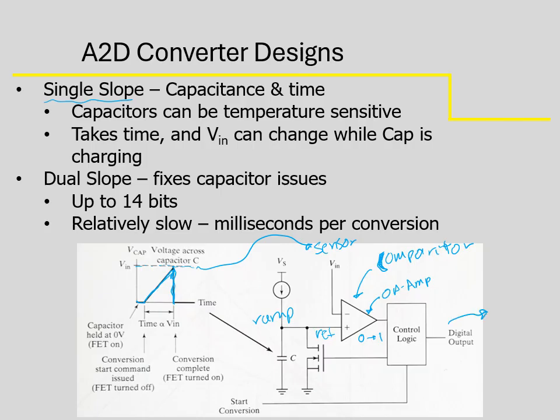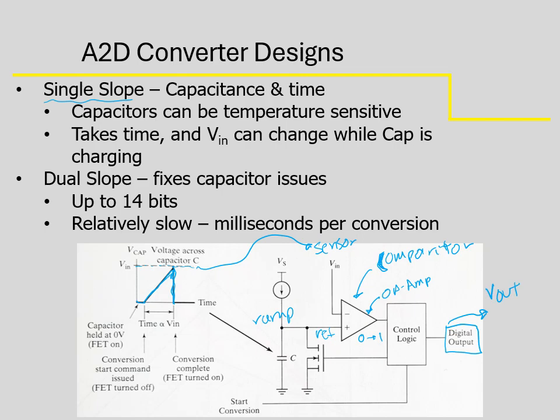Now this is more complex in a real system. This would be like a counter, a binary counter or something like that. But it's basically going to output once those two voltages are equal, and now we've measured the voltage. So we have our V out, our sensor value.